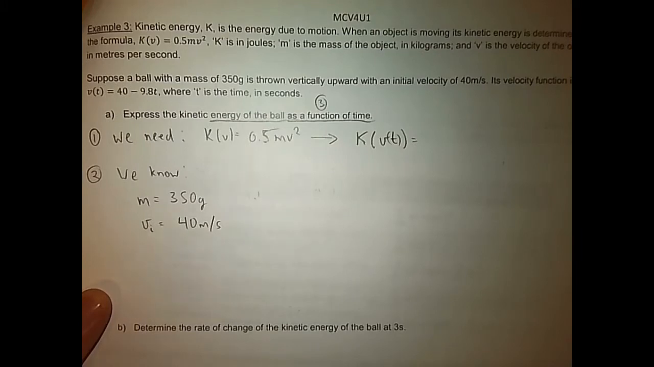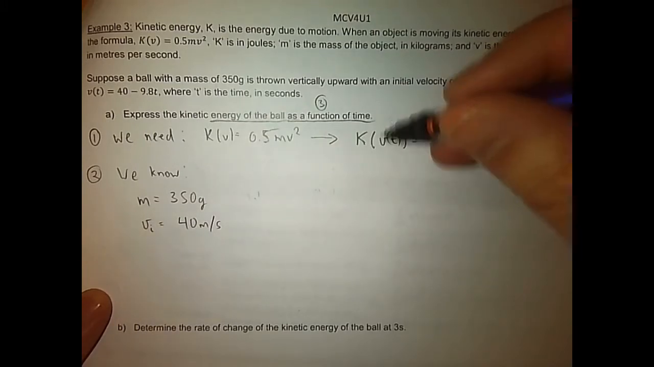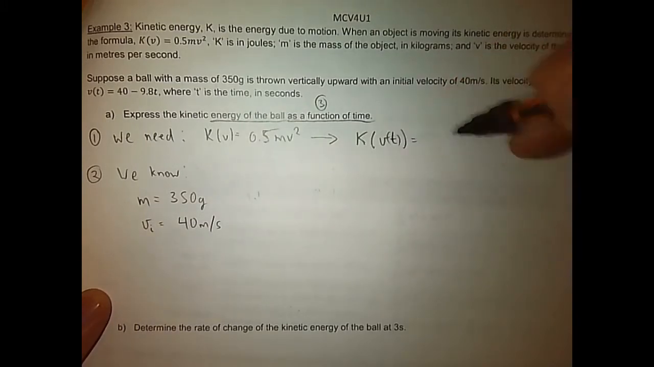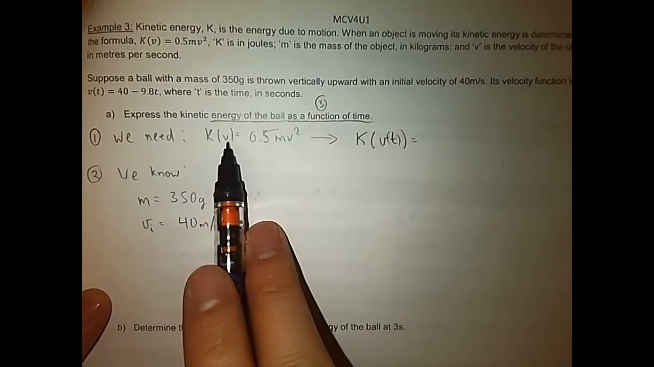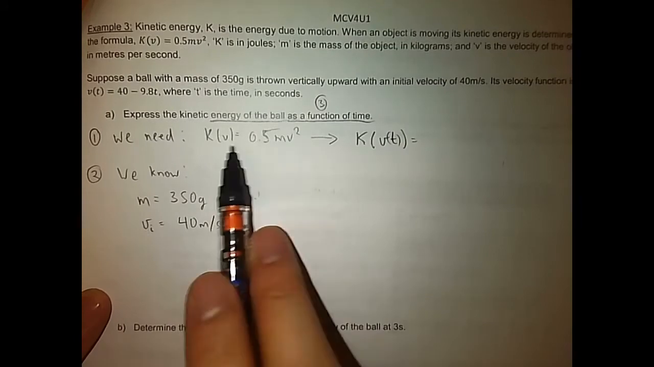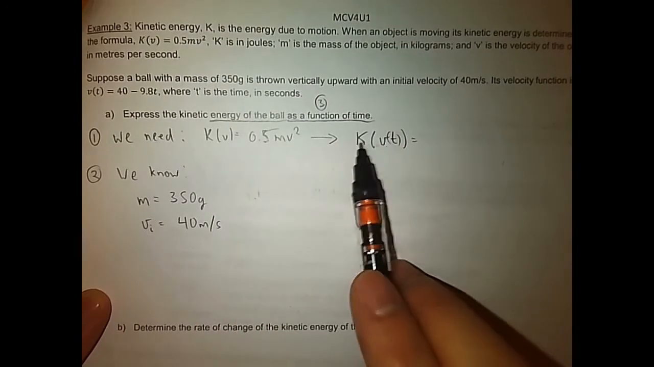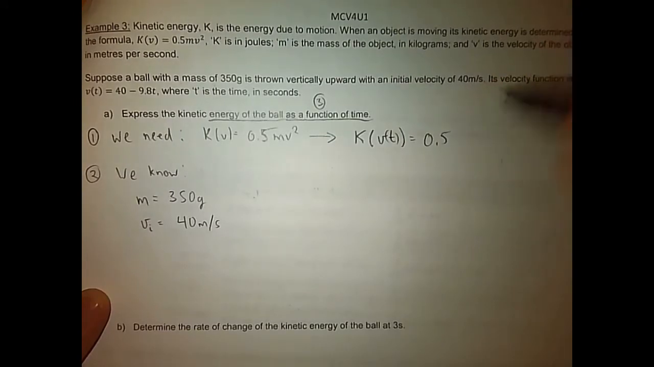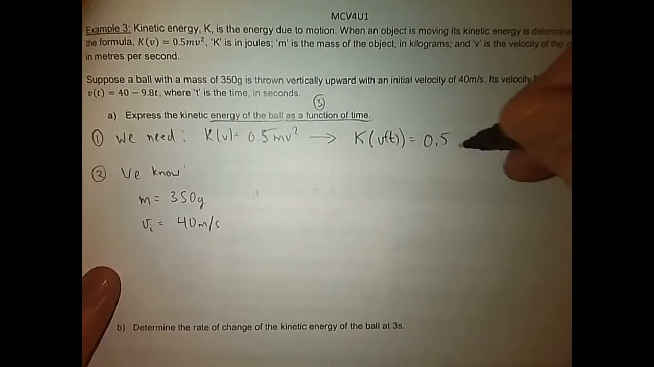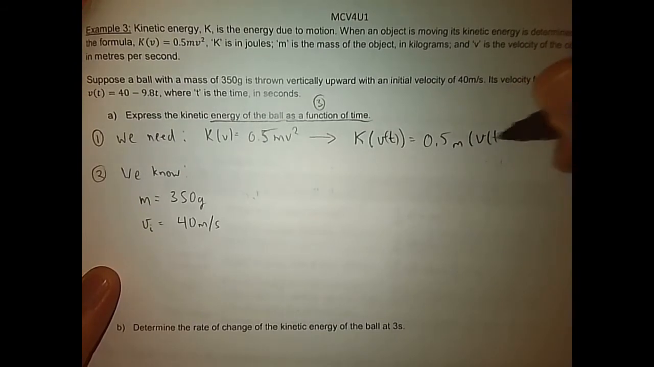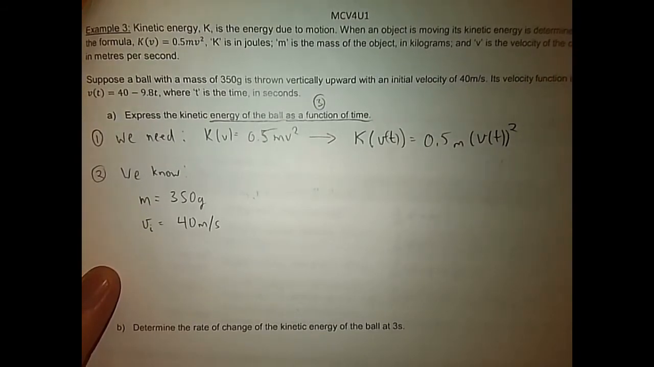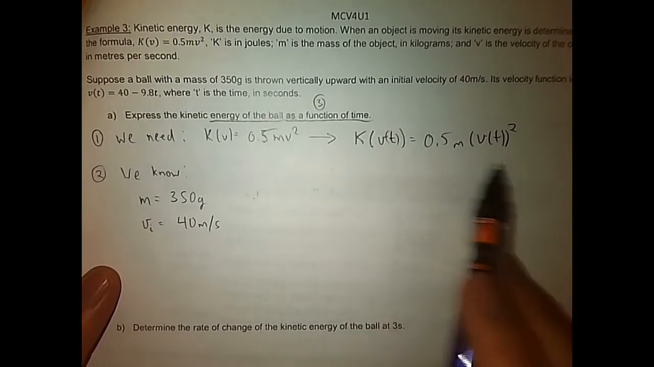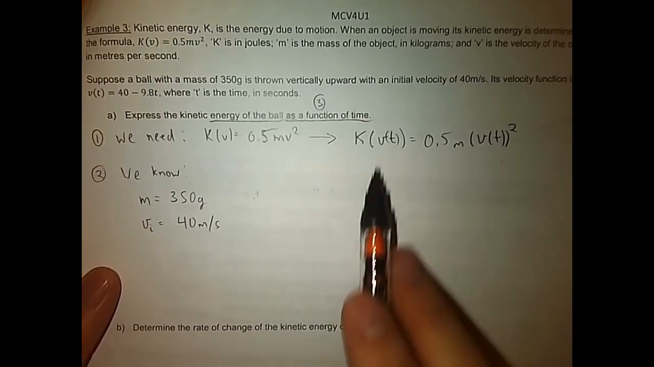Just like we were learning with function notation, where we set the thing in the brackets, then it'll change everything in the equation. Well, we had K of v here, where v is just the v here. So now that we have K and then velocity, it's going to be the same equation, but I'm going to replace the v now with v of t, squared.